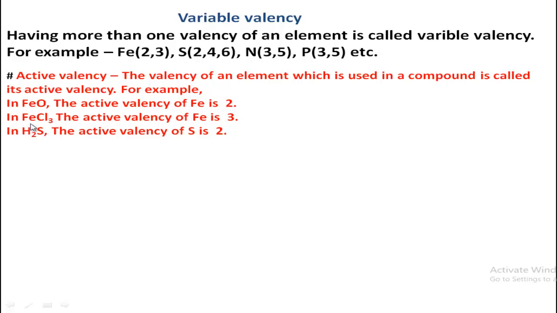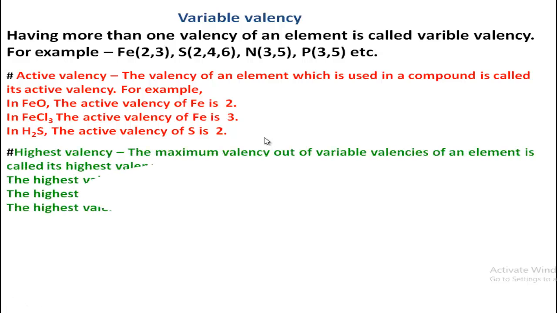In another example, ferric chloride, here the valence of iron used is 3, so the active valence of iron is 3. In hydrogen sulfide, the active valency of sulfur is 2. You know that there are 3 variable valencies of sulfur, 2, 4, 6, but in hydrogen sulfide only valency 2 is used, so here the active valence of sulfur is 2. So you can easily understand that among the variable valencies, the used valency in a compound is the active valency of that element.